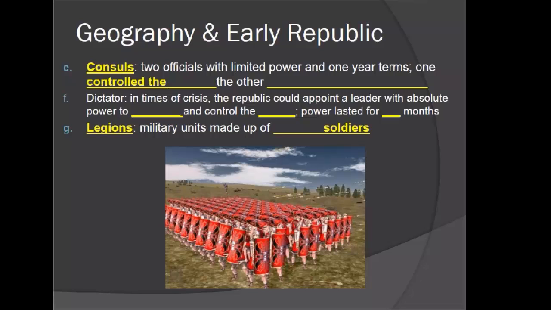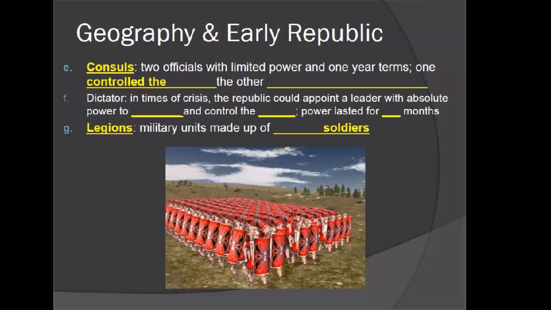Occasionally, the republic would create what's known as a dictator, where in times of crisis, the republic would appoint a leader with absolute power to make laws and control the army. Power lasted for 6 months. As you can see from the fact that these guys have limited amount of time that they can do their job, it was important that they got the job done in the time they had.